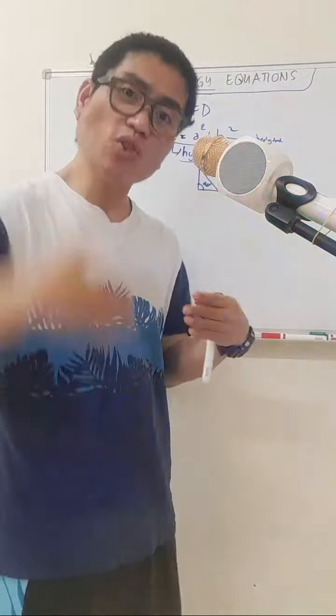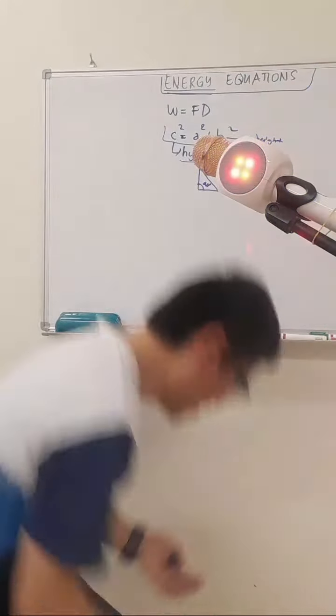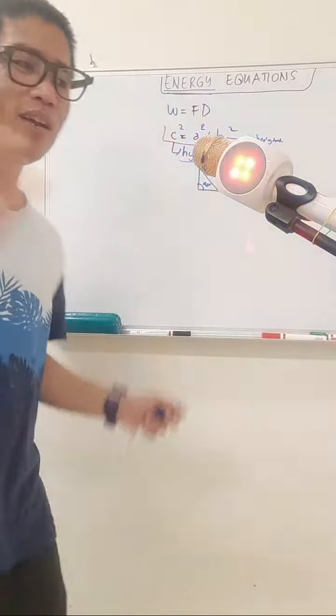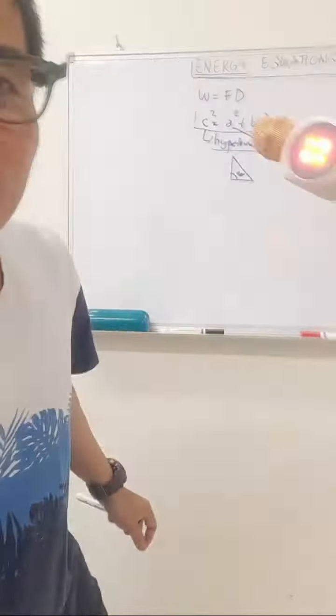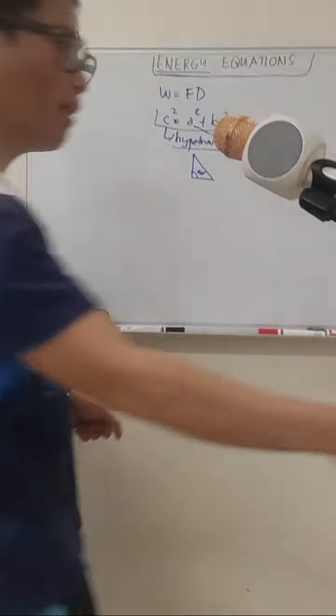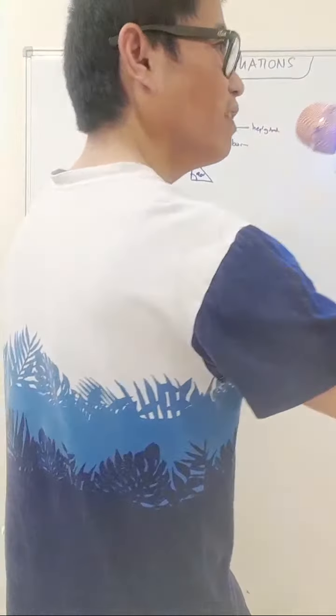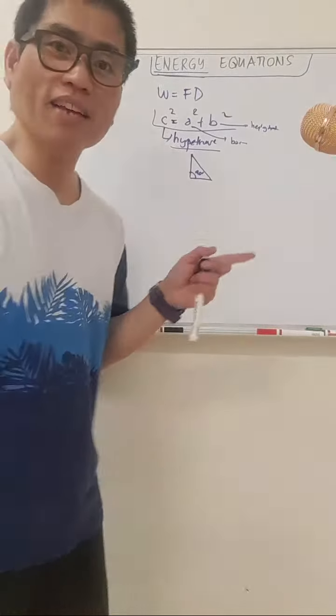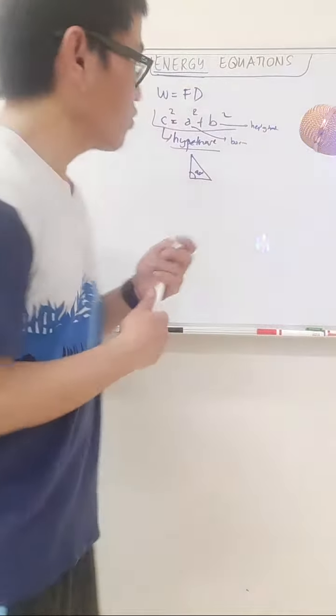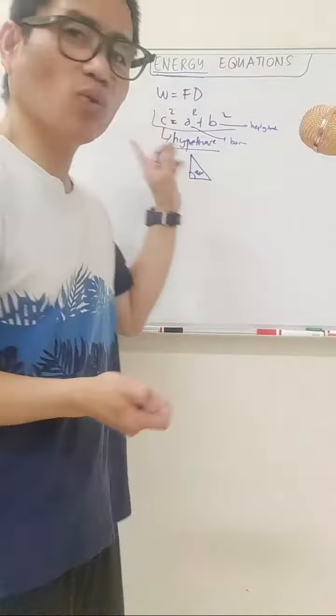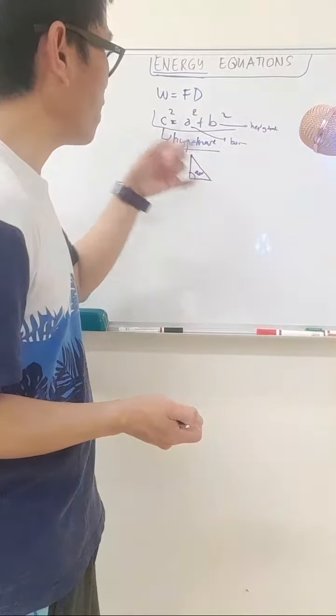So hypotenuse squared. Sorry guys. Hypotenuse squared. It's algebra. First year high school. Okay? But be confident, because you will use it also in college. Okay? So hypotenuse squared is equal to a squared plus b squared.